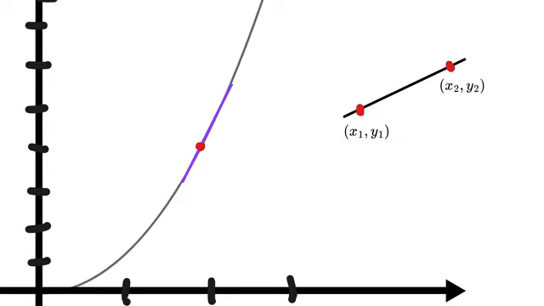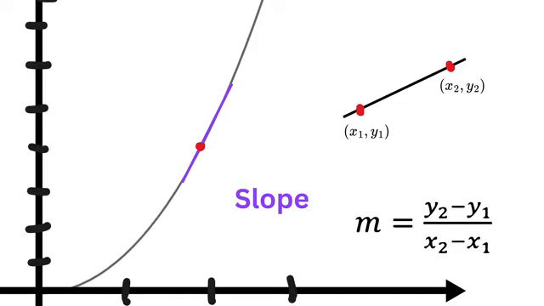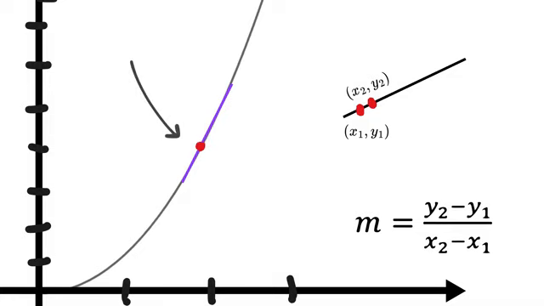We all know that if we have 2 points like this on a straight line, then its slope is given as (y2 minus y1) over (x2 minus x1). Newton and Leibniz realized that to find the slope of a curve, you could look at 2 points getting closer and closer together, such that they could find the exact slope at a single point.